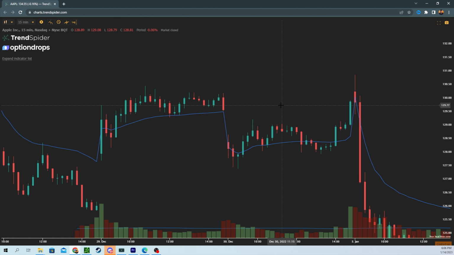Now, as we look at Apple for some of these entry opportunities, what is happening specifically at the VWAP? 9 out of 10 times, this is going to be when a majority of intraday volume is occurring as you get closer to that line.